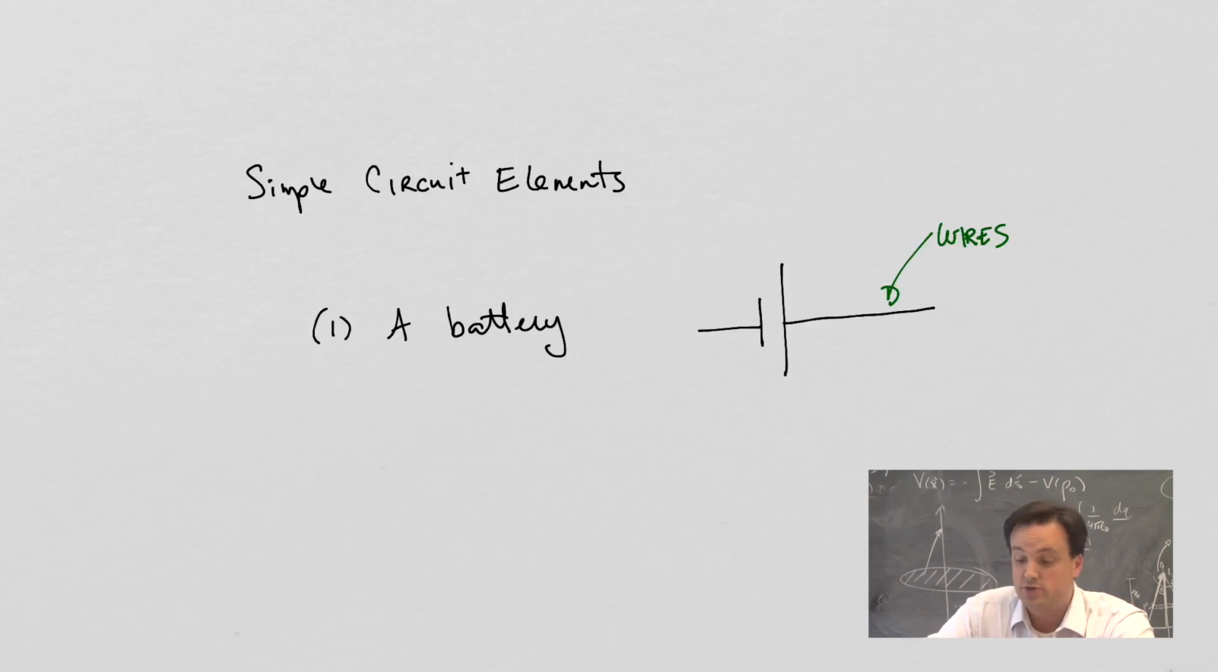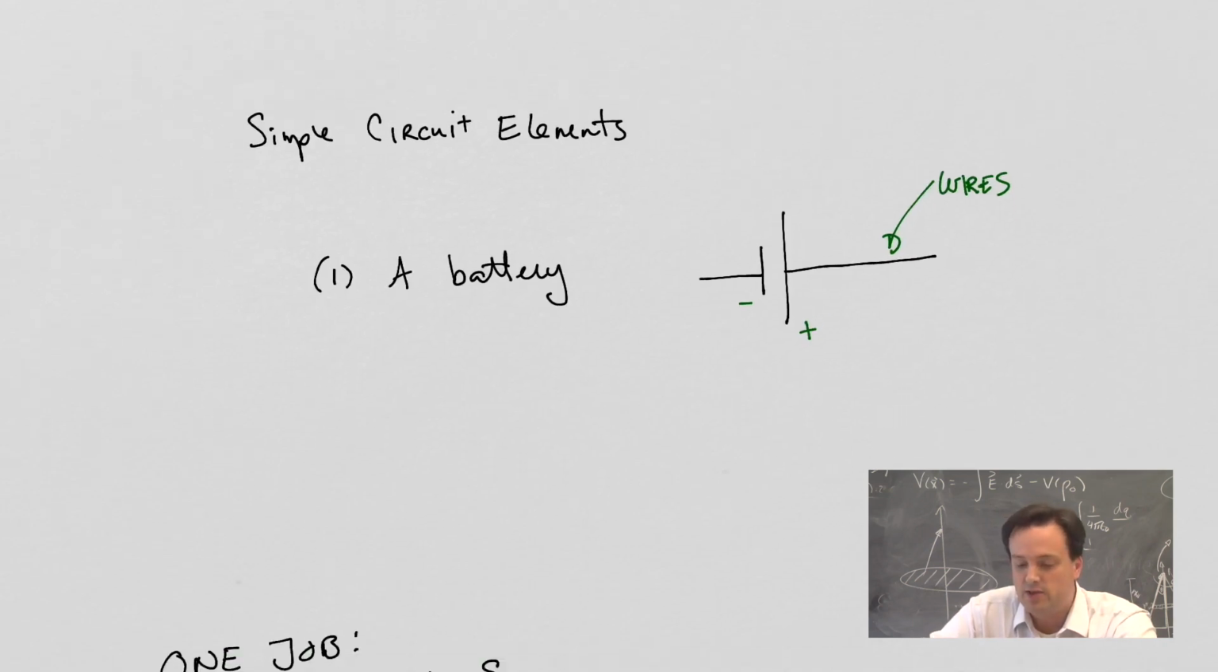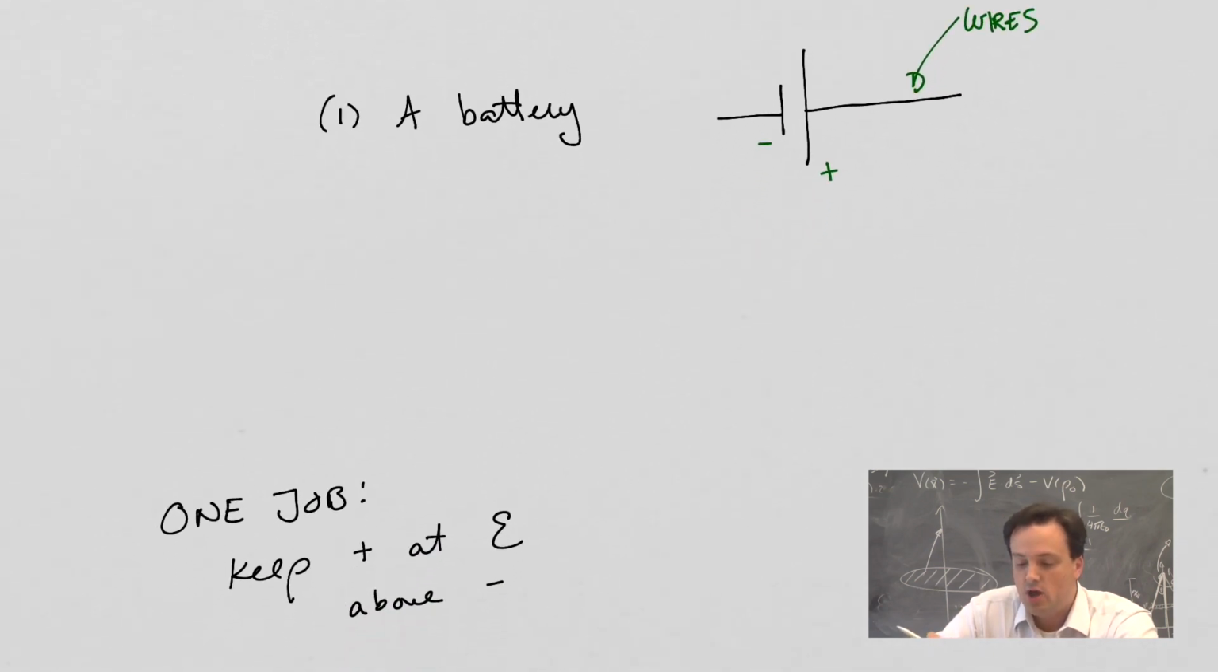The battery has two different terminals, which you've probably seen when you've looked at a handheld battery. It has a positive side and a negative side. The long line of the battery corresponds to the positive side, and the minus sign corresponds to the lower side. And when you see a battery in a circuit diagram, what you say to yourself is, that battery has only one job. And that job is to keep the long end, the positive end of that battery, at a higher potential than the shorter end of the battery.